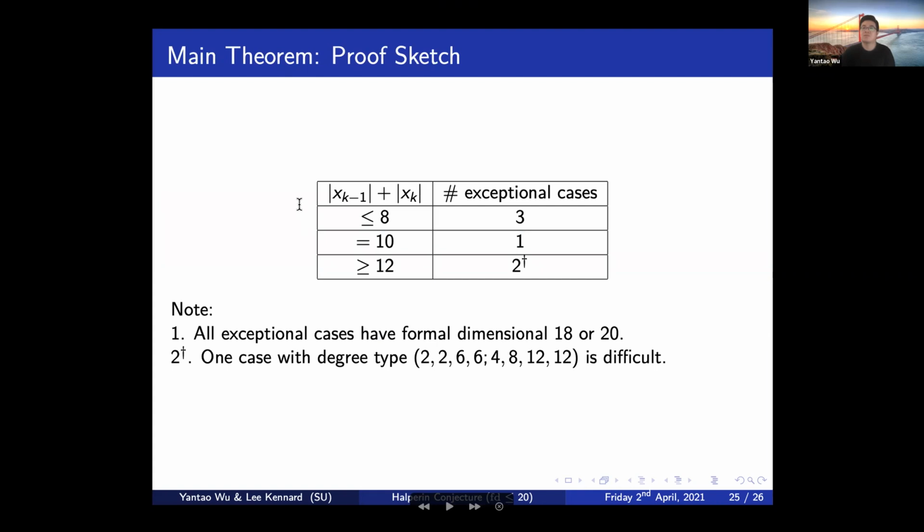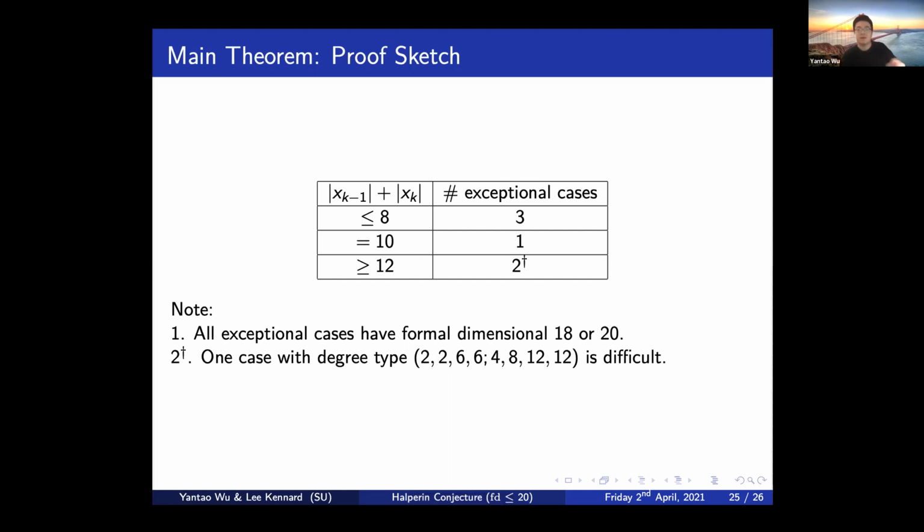We consider the cases when the sum of the two lowest generators is smaller than or equal to 8, equal to 10, or greater than or equal to 12. And we have some exceptional cases. In the first one, we have 3 exceptional cases. The second one, as you have just seen, we have only 1 exceptional case. And the third, we have 2 exceptional cases. Then we solve these exceptional cases one by one. And it turns out the Halperin conjecture still holds for these cases.